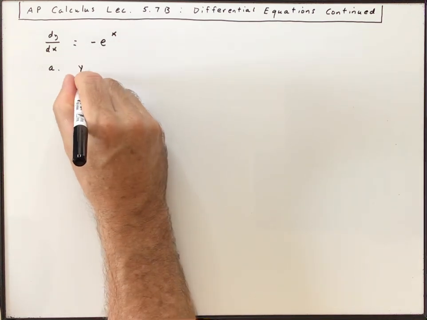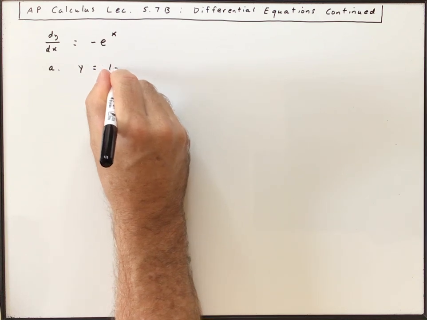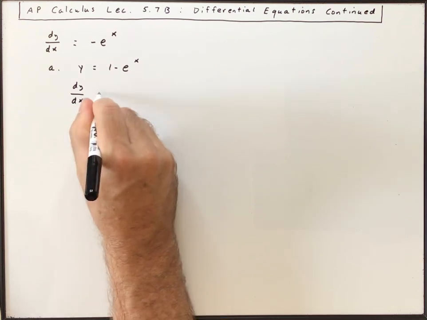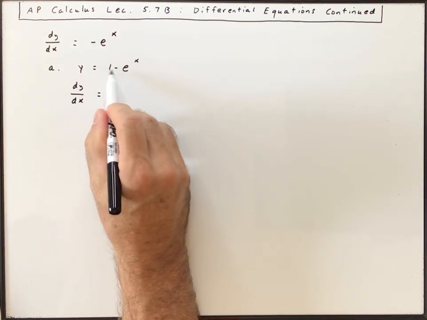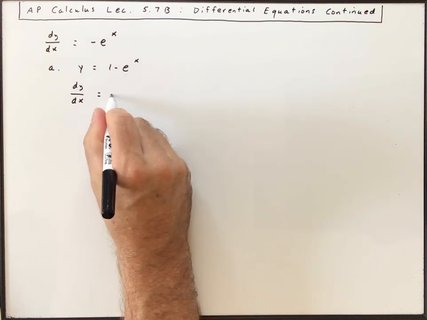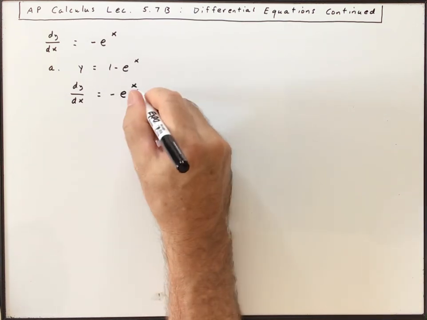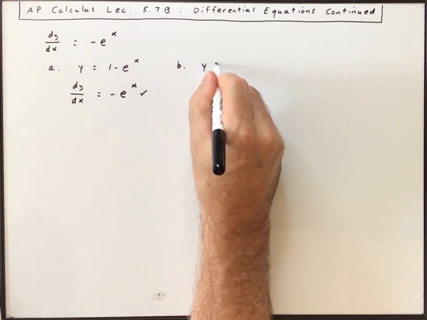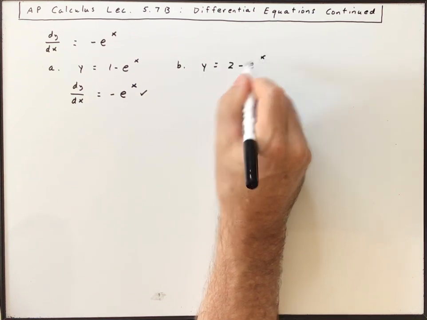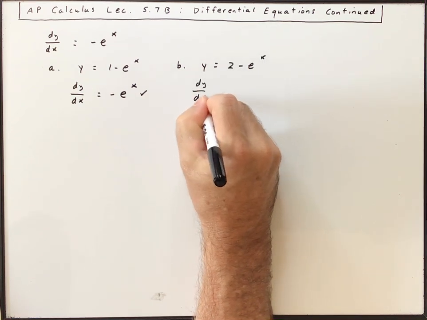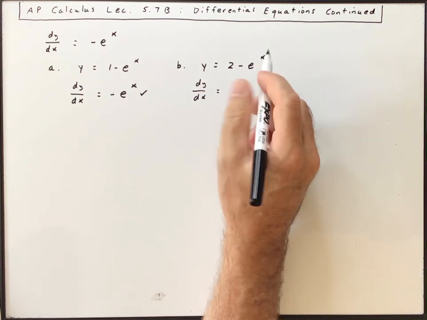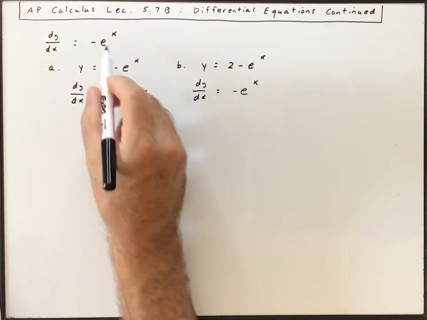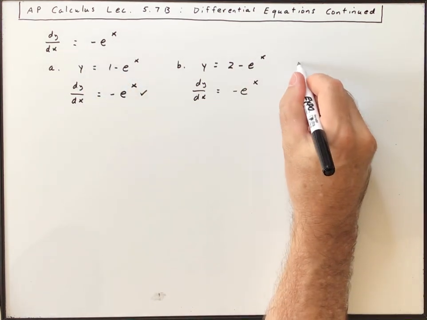So our first, for A, is y equals 1 minus e to the x. So the derivative of that, dy/dx, would be the derivative of 1 is 0, and then the derivative of minus e to the x would be minus e to the x. So that one does match. Let's take a look at B. That's y equals 2 minus e to the x. So dy/dx, the derivative of 2 is 0. The derivative of negative e to the x is just negative e to the x. So that also matches. So that is a solution.